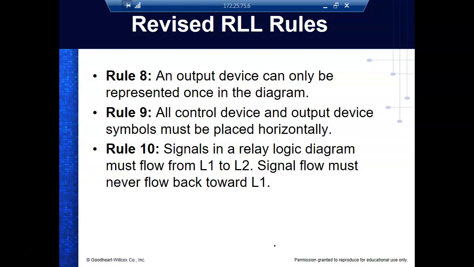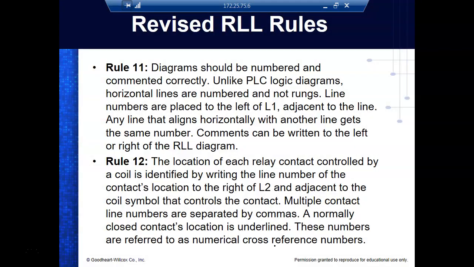Signals in a relay logic must flow from L1 to L2. Signal flow must never flow back to L1. The book gives a pretty good example of that later on. Diagrams should be numbered and commented correctly. Unlike PLC diagrams, horizontal lines are numbered and not rungs. So in relay logic, we number lines. In PLC, we number rungs.